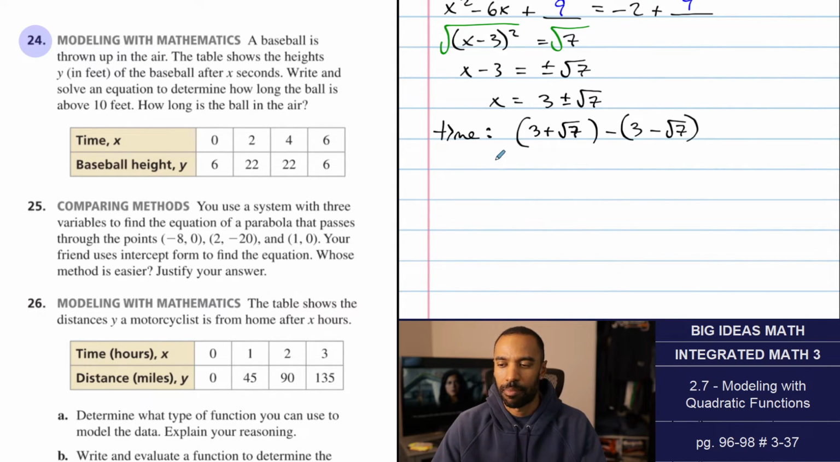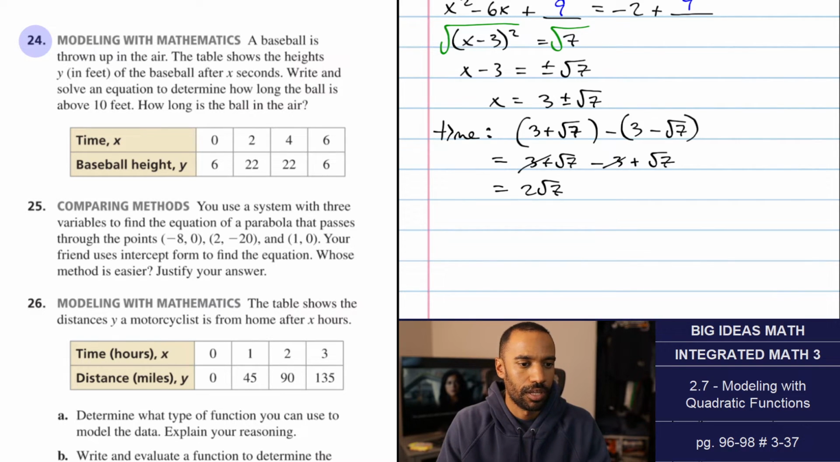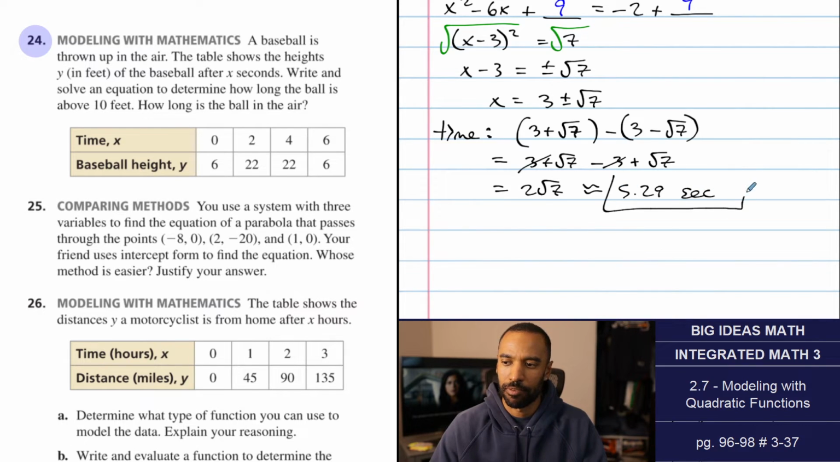Now, I'm going to do this kind of by hand first. This becomes 3 plus root 7 minus 3 plus root 7 when you distribute the negative. The 3's cancel, and you end up with 2 root 7. Now, what is 2 root 7? That's where I'm going to use the calculator. 2 root 7 is around 5.29 seconds. Maybe 5.3 if the book does to the nearest tenth or something like that.